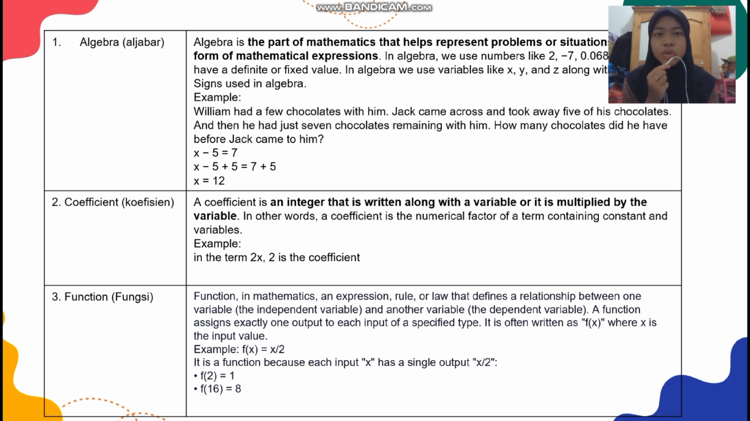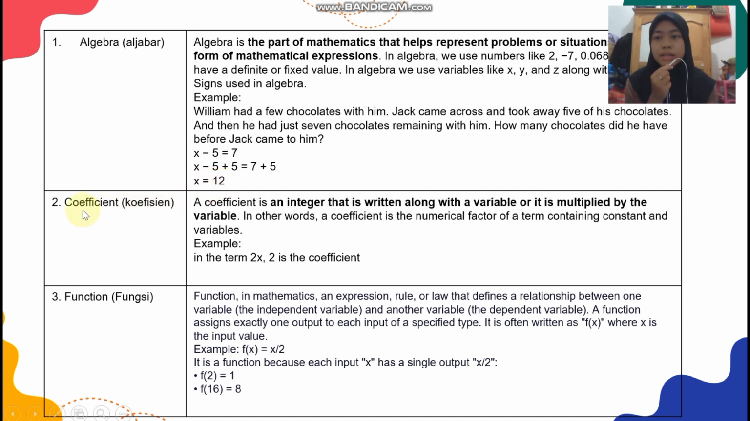In algebra, we use numbers like 2, -7, 0, 0.06, 8, etc., which have a definite or fixed value. In algebra, we use variables like x, y, and z along with numbers. For example, William had a few chocolates with him. Jack came across and took away 5 of his chocolates, and then he had just 7 chocolates remaining with him. How many chocolates did he have before Jack came to him? We can write x minus 5 equals 7, and on the left and right sides we can add 5. x minus 5 plus 5 equals 7 plus 5, and x equals 12.